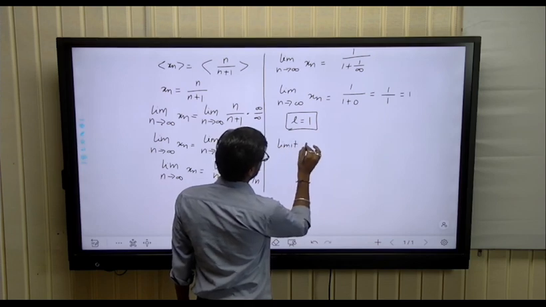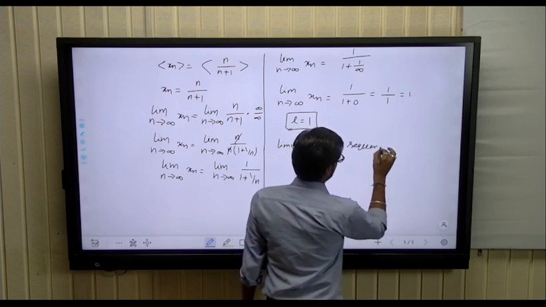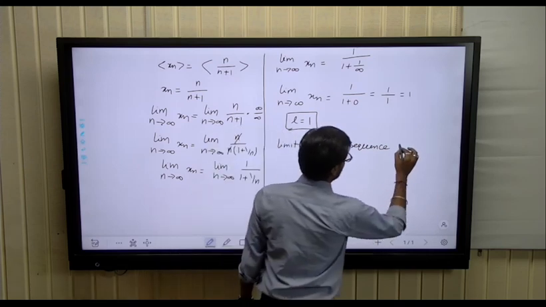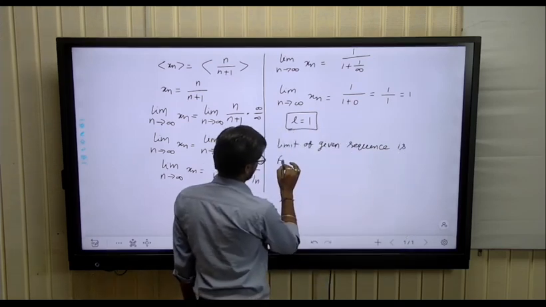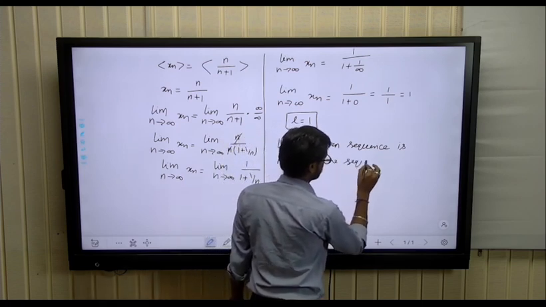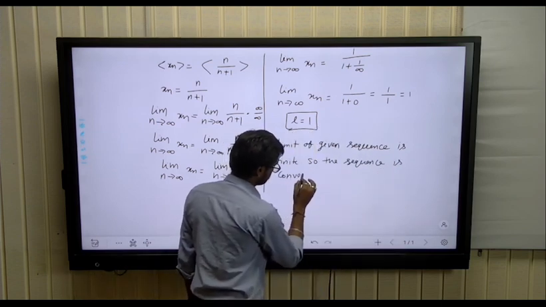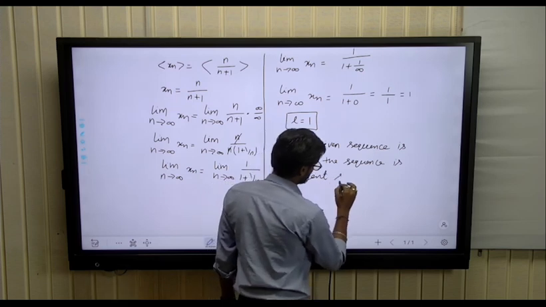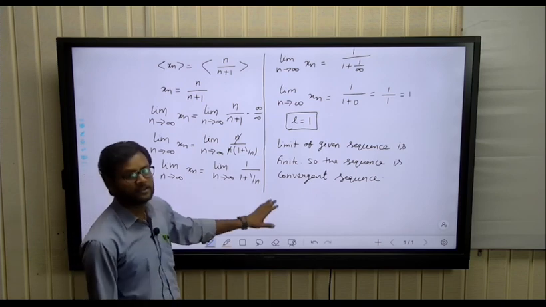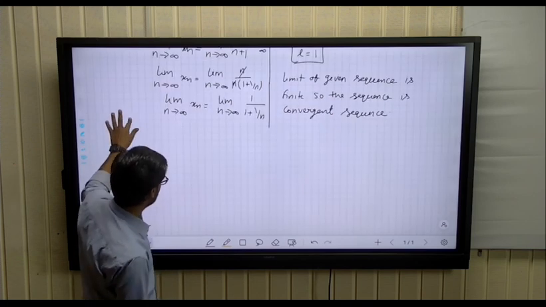The limit of the given sequence is finite, so the sequence is convergent. The sequence is a convergent sequence. Okay. This is the method to find whether the sequence is convergent or not. Okay, now we give the second example and last example.